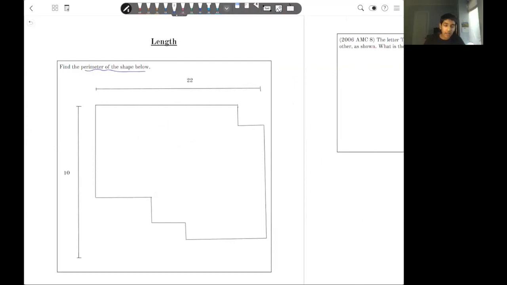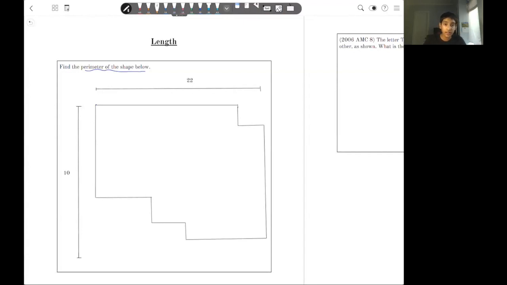Does anyone have any ideas of how we can do this? We already know the height is 10 and the width is 22. Does anyone know how we can possibly do this problem? We could add back in the missing parts of the shape. For example, where it says 22, there's a bit missing, there's a square.